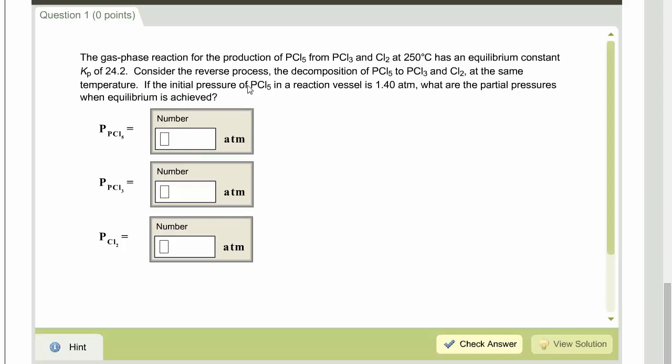It says if the initial pressure of PCl5 in a reaction vessel is 1.4 atmospheres, what are the partial pressures when equilibrium is achieved? So we want to know the equilibrium partial pressures in atmospheres of each of these substances, PCl5, PCl3, and Cl2. Okay, let's go to our blackboard and write down some of this information. It's always the first step in solving a problem: write down, think about what you're looking for, and see where to go from there.